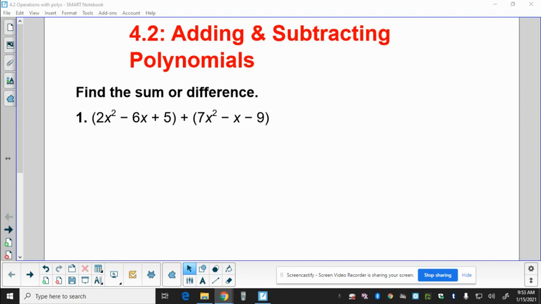All right, let's take a look at the next section in chapter 4. This is on polynomial operations, okay? So most of this should be review. Let's just run through it real quick. I want everybody to do number 1.